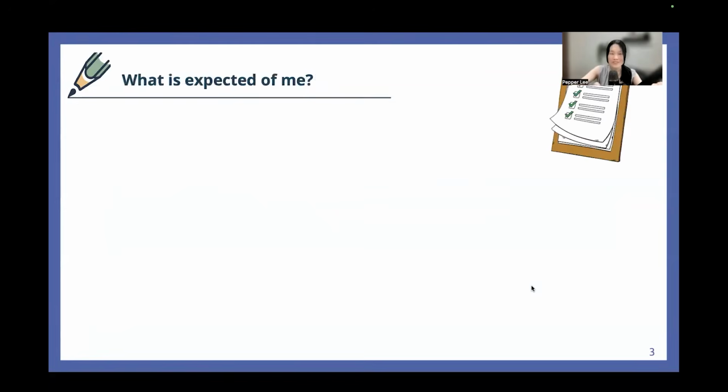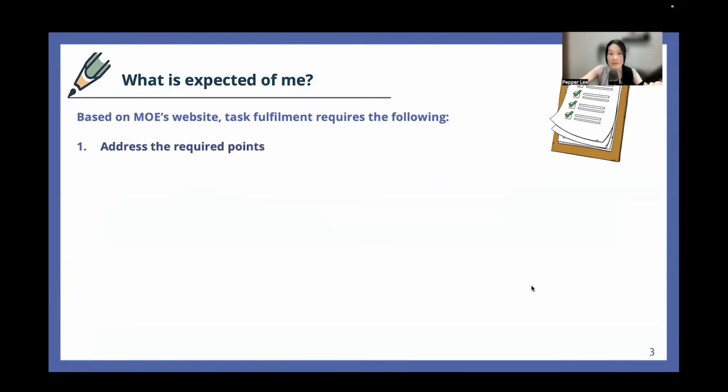Let's take a look at what is expected of students, okay? So based on MOE's rubrics, task fulfillment requires the following aspects. Number one, address the required points. So students will generally be given 3 to 4 bulleted task points. And at least one of these task points will demand that you create your own content. Yeah, this means information not found in the visual.